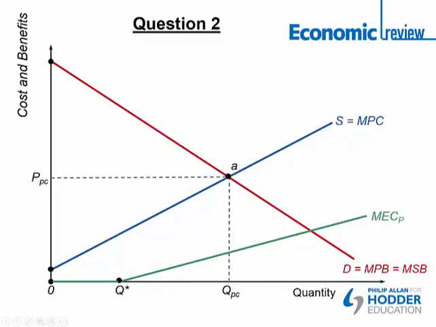It's got a kink in it. It's a horizontal line up to Q star because the marginal external cost is 0. And then after Q star, it has a positive slope. It starts rising because the marginal external costs are rising.